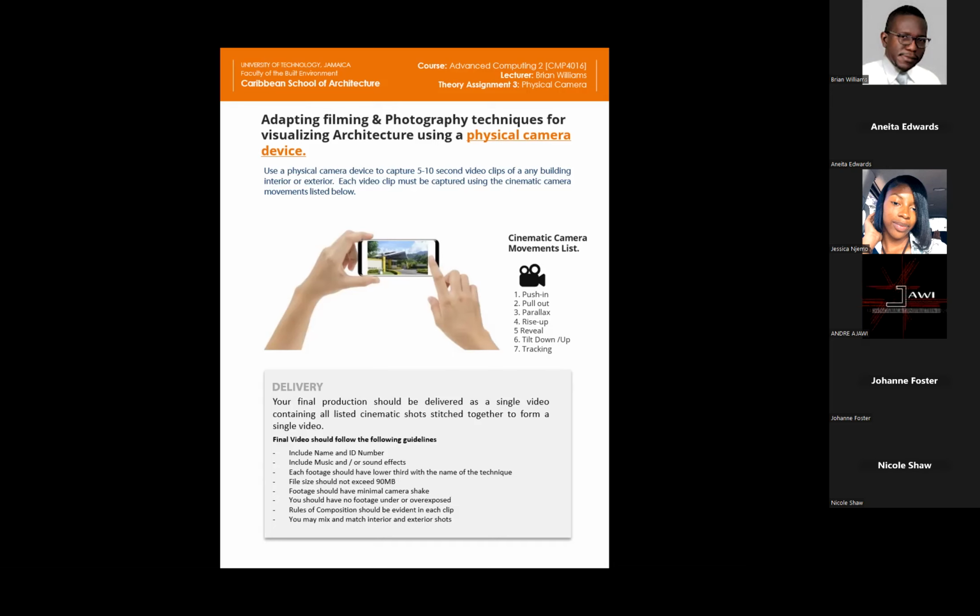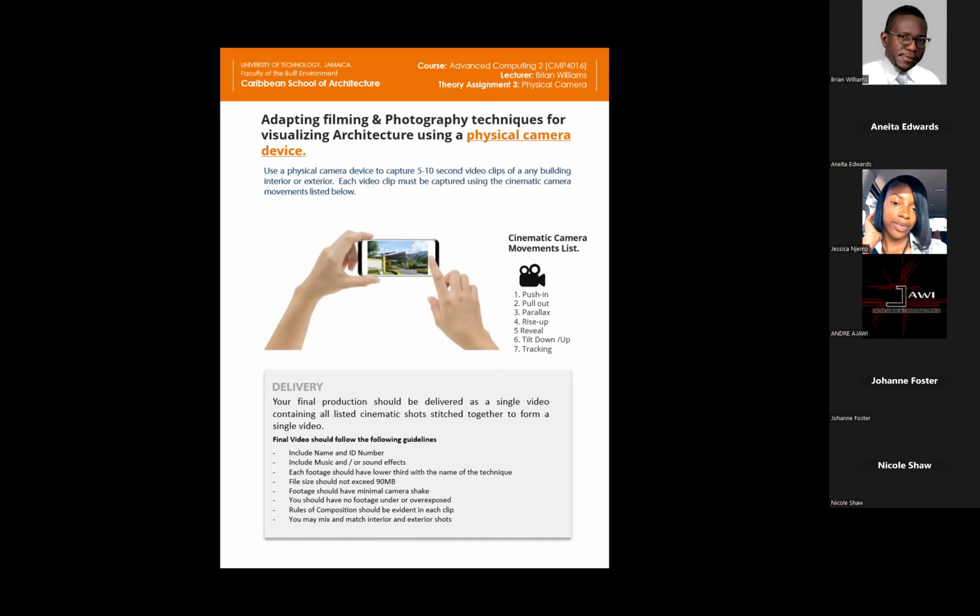So for example, you guys are going on study tour, so you can use anything, whether locally or overseas, right? You just need to capture a piece of architecture that can fit in the frame of your camera, and you need to capture it using these techniques. So at the end of the day, you're going to be submitting basically 7 clips, 5 to 10 second clips, and they each must be labeled, right?